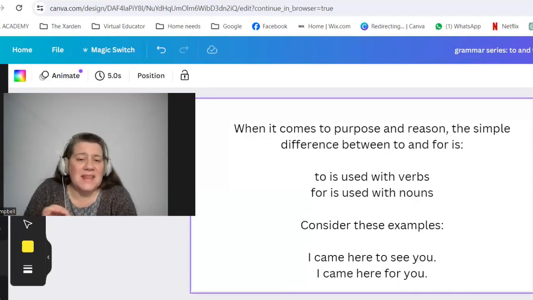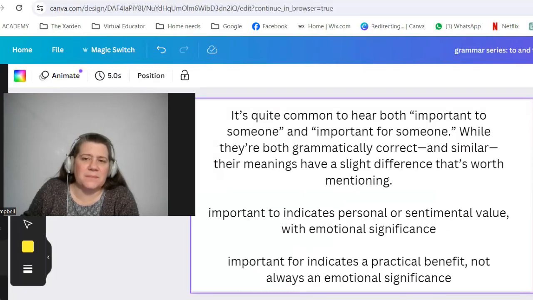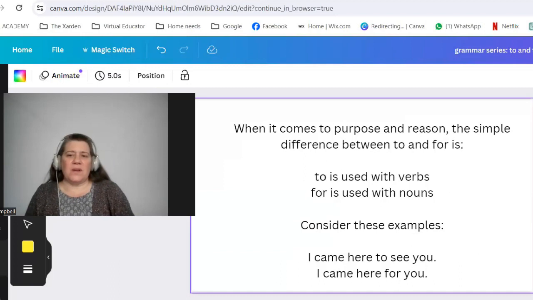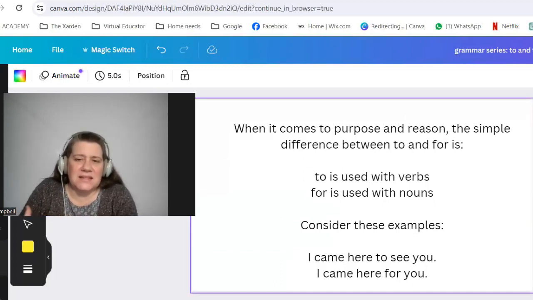So then we have 2 and 4, the parts that really get confusing. Both of them can express purpose. Both of them can be used with the word important. And both of them can indicate a reason. So let's talk about those, okay? To is used when it's followed by a verb. And for is used when it's followed by a noun.